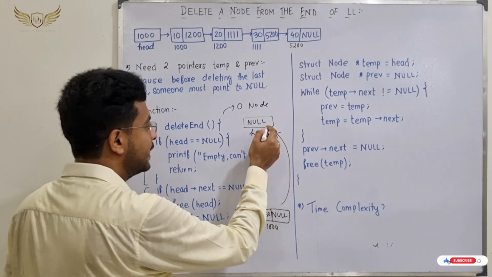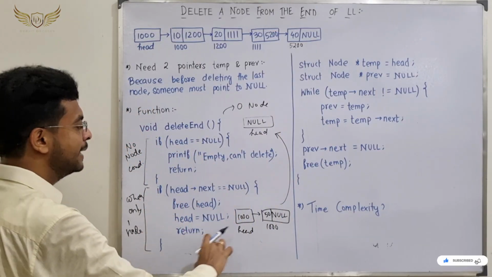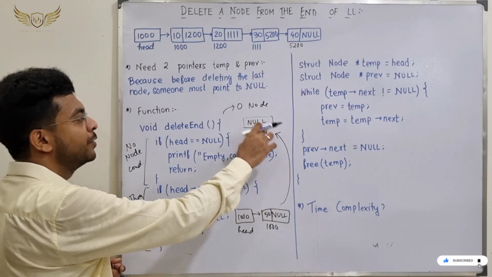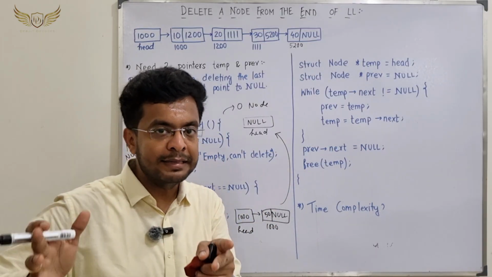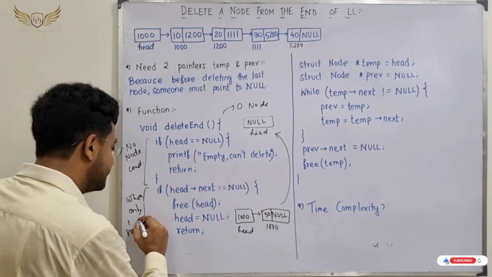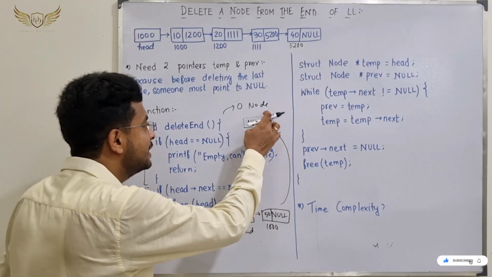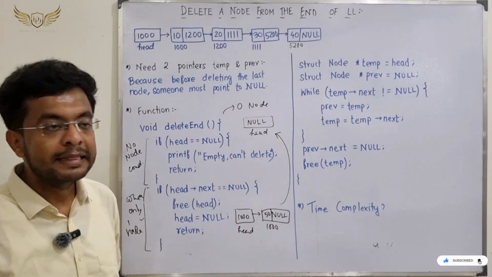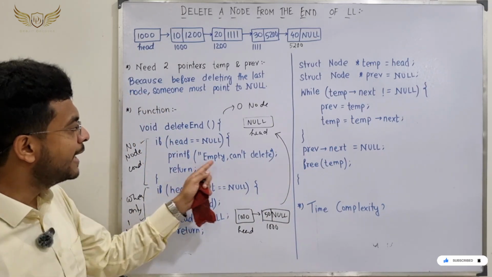So from here it goes here. If you think like that, whenever you are deleting, if this condition is satisfying, from here it is going back here, right? Suppose you have a linked list of one node and you are trying to delete, then it will be hitting this condition first. After hitting this condition, the linked list will become like this. Then if you try to delete again, this will hit this condition, and this will say empty, can't delete.